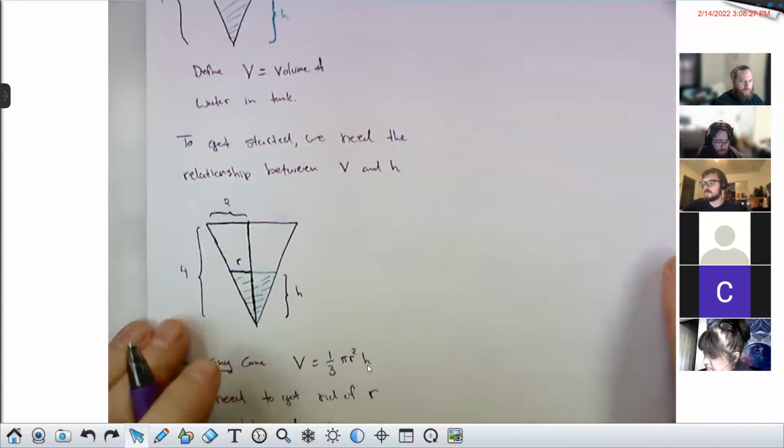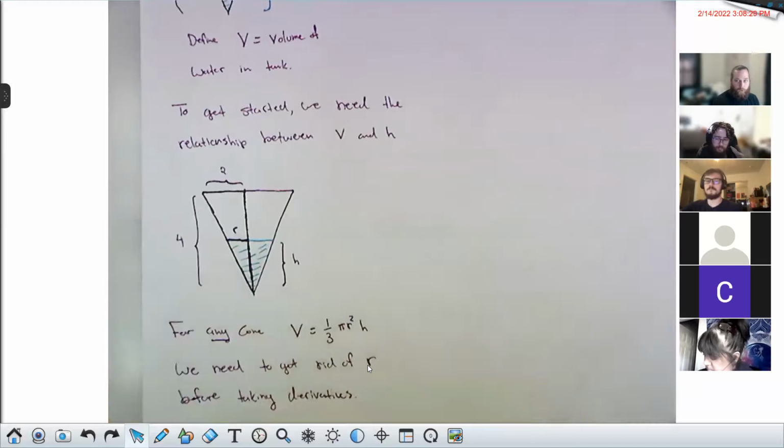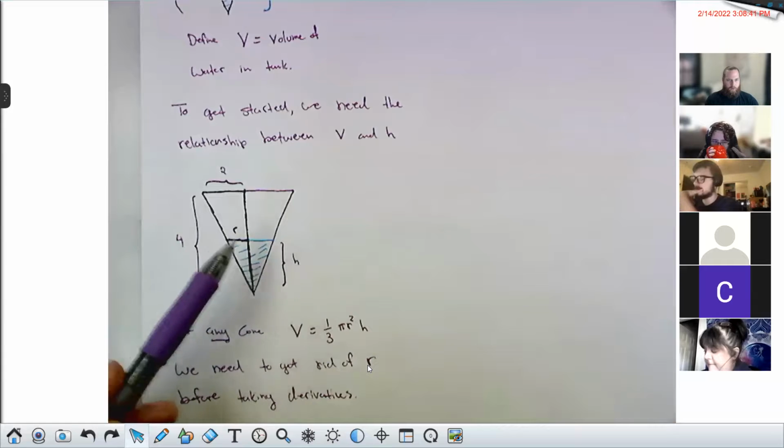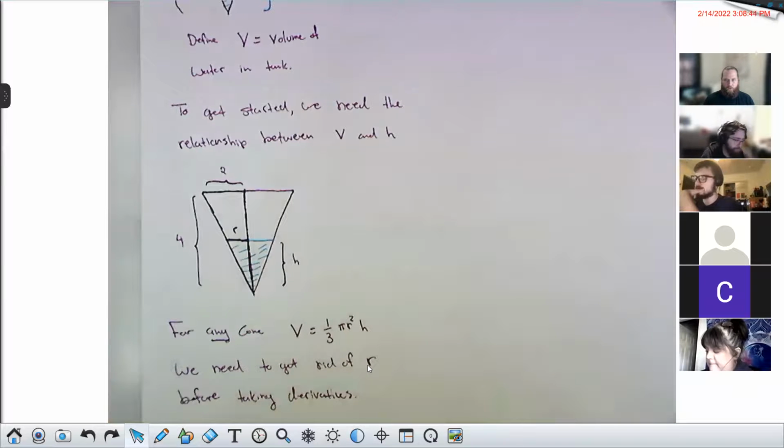That's a small fib. You could actually differentiate that implicitly with respect to time using the product rule, but you're going to get a nastier expression. And the beauty of this is that through the geometry of the situation here, R and H are linear functions of each other. They're proportional. And that's the similar triangle argument.